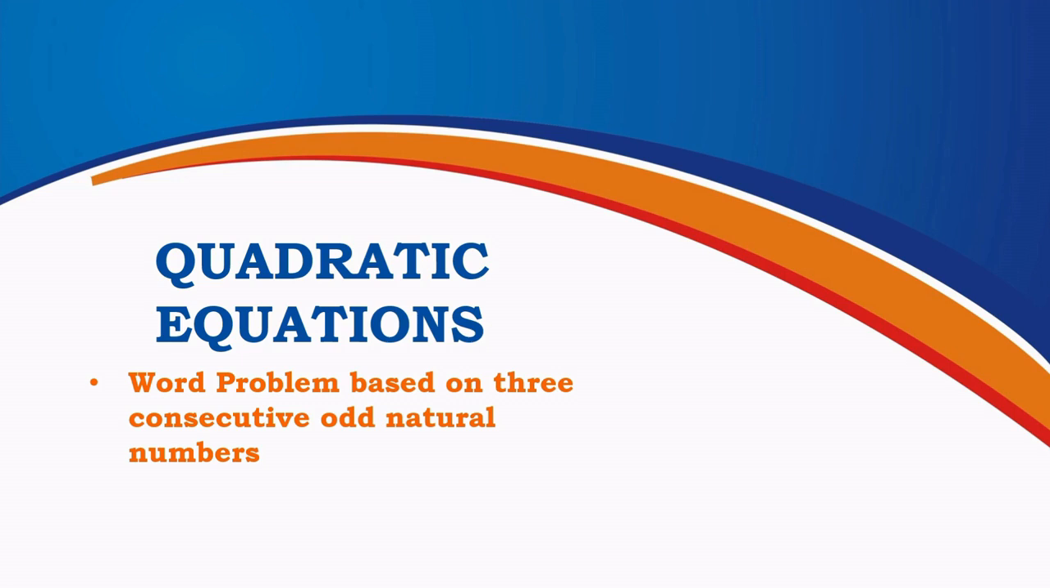If the first odd number is represented by x, then the next odd number will be x plus 2, and the third odd number will be x plus 4. So, whenever a question involves 3 consecutive odd natural numbers, we can represent them as x, x plus 2, and x plus 4. This representation helps us convert word problems into algebraic equations and solve them using quadratic equations. Now, let us use this concept to solve some interesting problems involving three consecutive odd natural numbers.